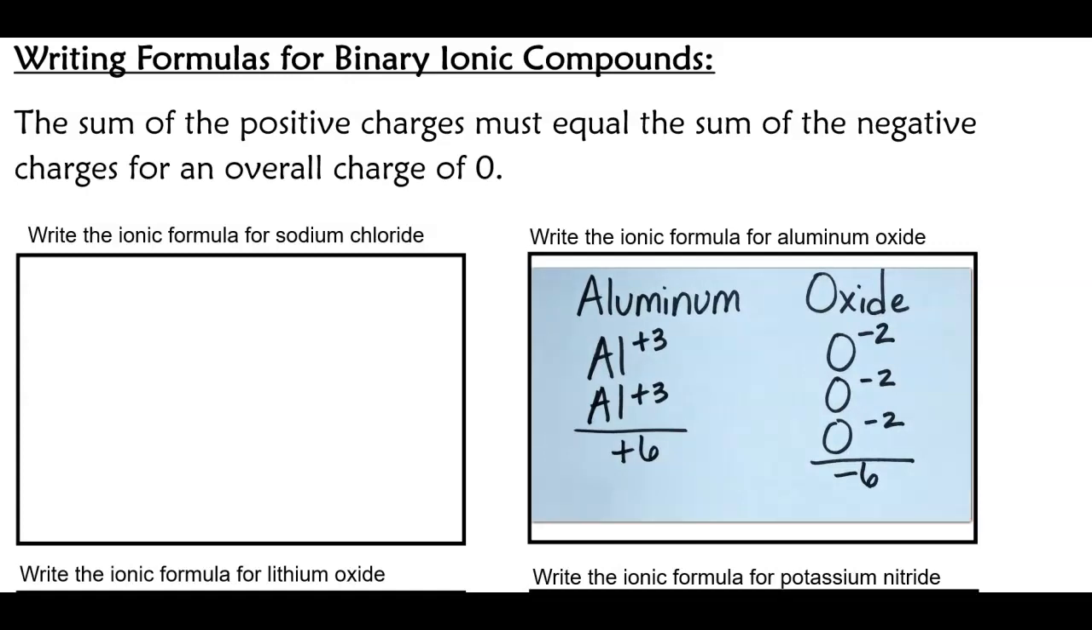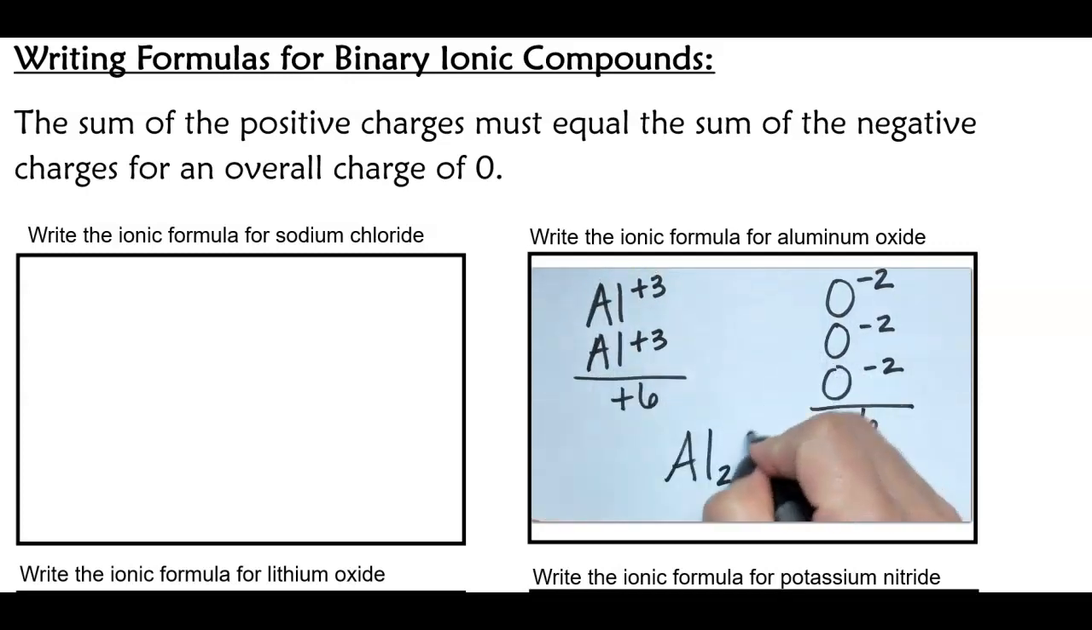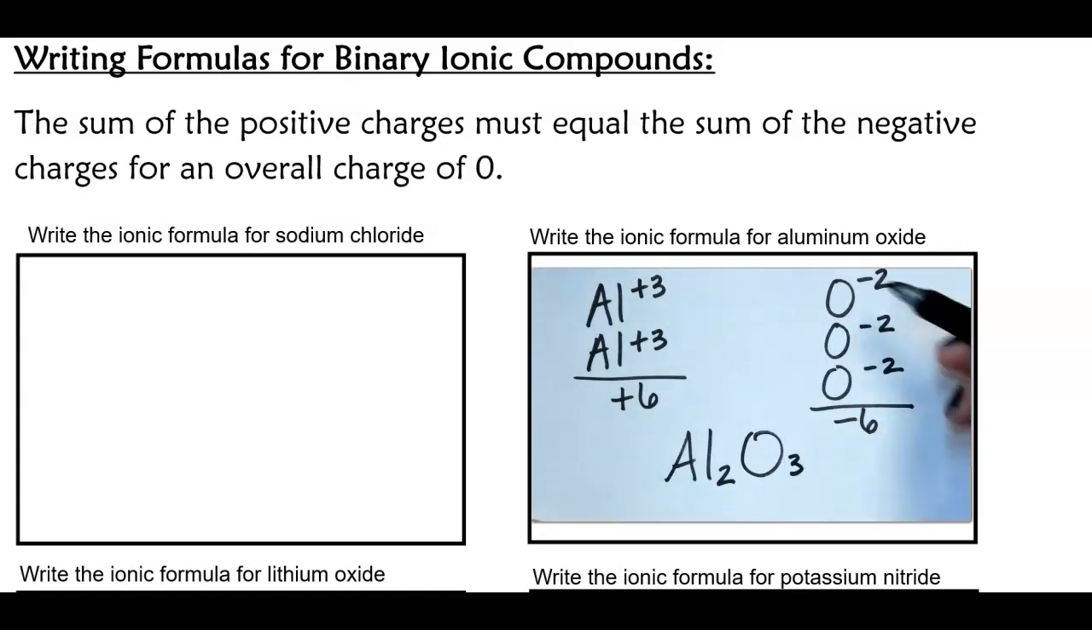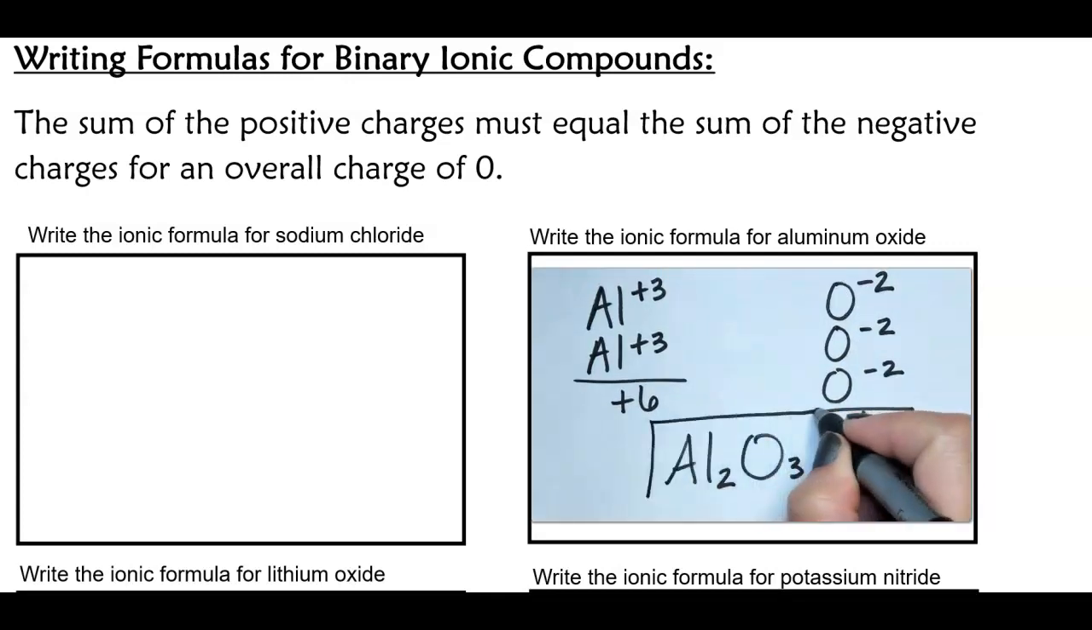And so the formula would be Al, a subscript of 2 because it took 2 aluminums, and O with a subscript of 3 because it took 3 oxygens, in order to find a balance of my positive and negative charges. So the ionic formula for aluminum oxide is Al2O3.